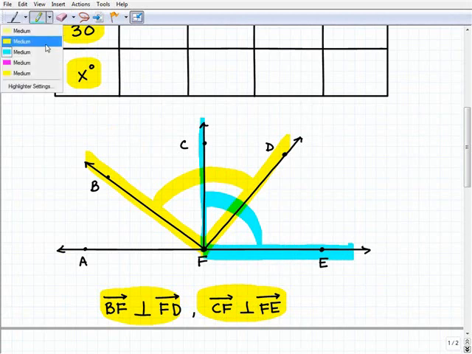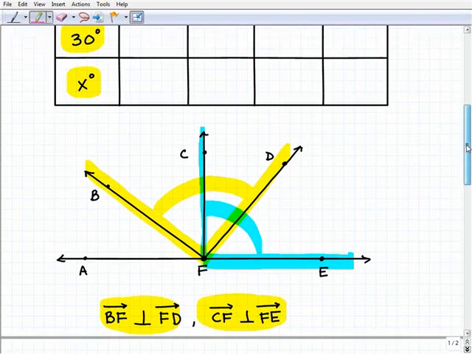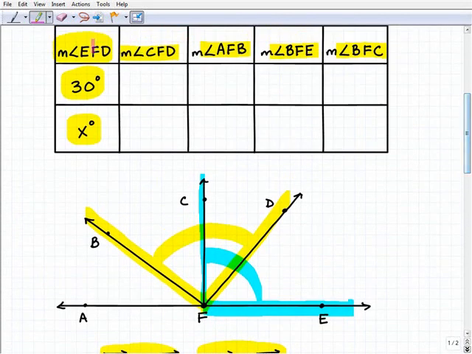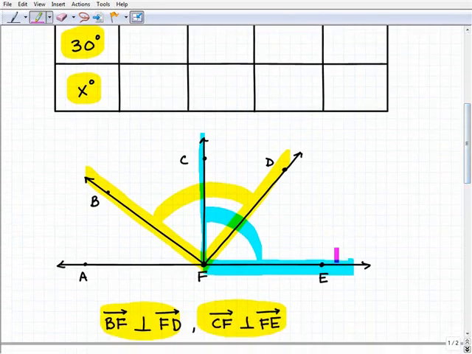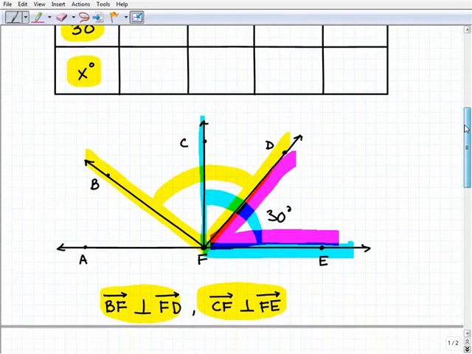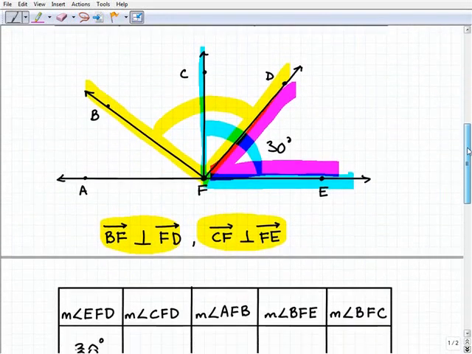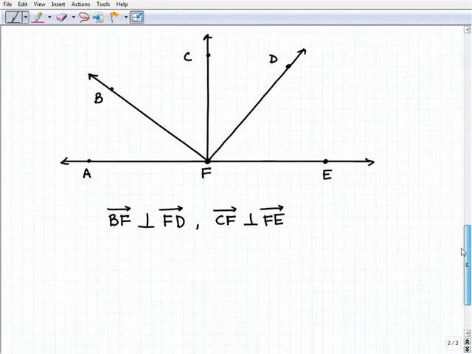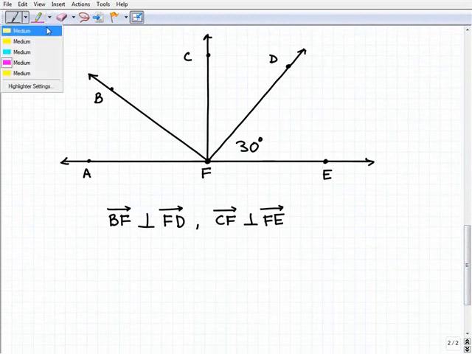And the angle that we're given to basically kick this problem off is angle EFD. So this is EFD. We'll go ahead and start when EFD is 30 degrees, and we'll use all this information to basically find all the rest of these angles, and we'll be able to fill in our chart. So let's go ahead and start now. Angle EFD when it's 30 degrees.